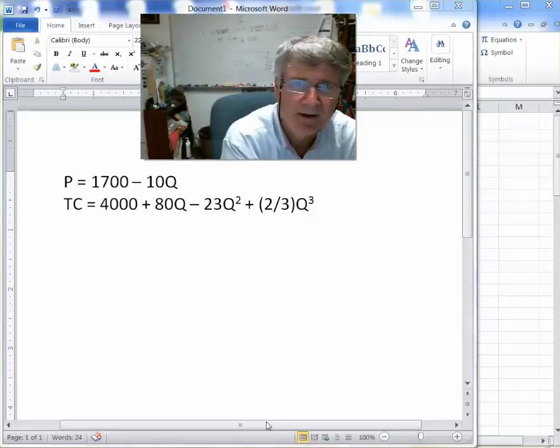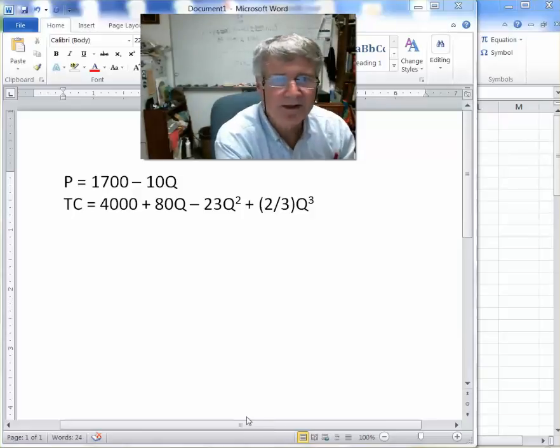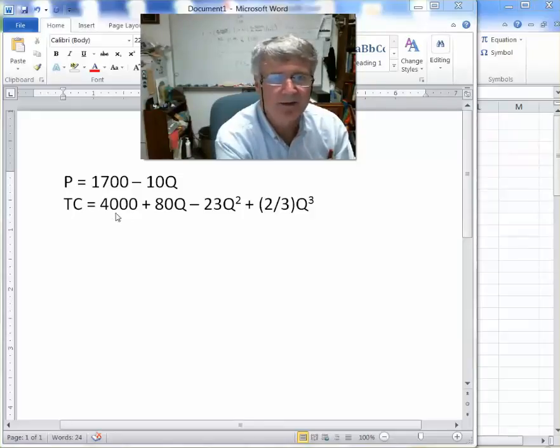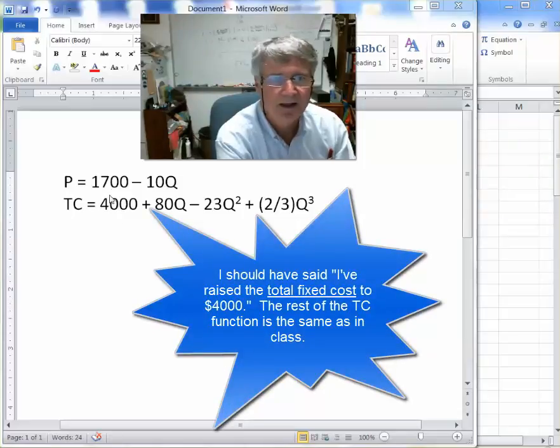So now I've worked it out carefully, and I've laid it out in Excel. I changed things around just a little bit so that our solutions would be more normal. If you have your notes from class, I've raised the total cost to 4,000. And I think this is the same demand curve that we had in class, 1700 minus 10p. So these are our conditions.